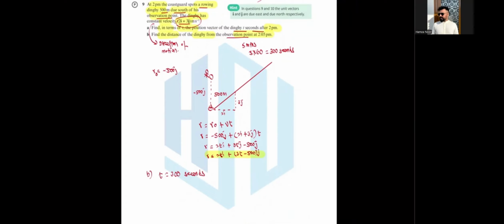Okay, so first of all, we will substitute t equals 300 seconds over here. So r is equal to, the i component will be 2 times 300 and the j component will be 3 times 300 minus 500. So r is equal to 600 i and 3 times 300 and then take away 500, so 400 j. All right, so r is equal to 600 i plus 400 j.